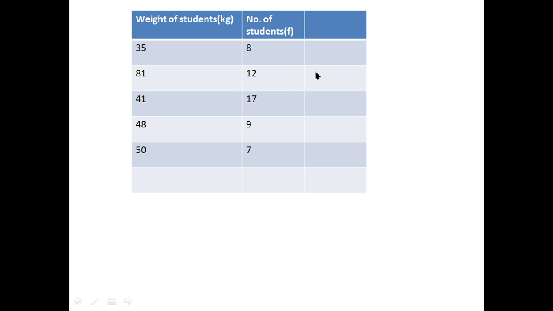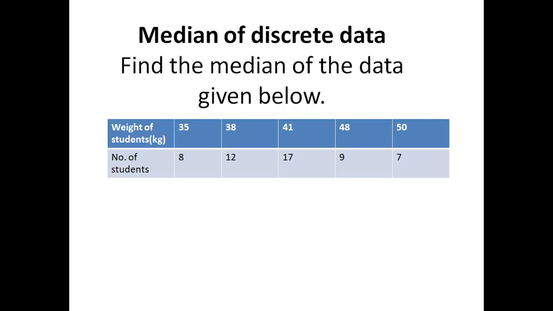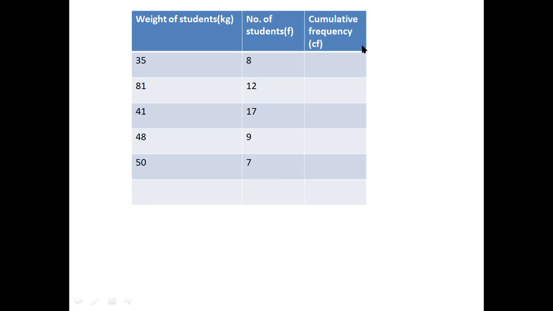And on those 20 strings, when 41 kg strings were added for 17 strings, 20 plus 17 will be 37 strings. So this kind of addition takes place, and this is called cumulative frequency. So first we have to prepare the cumulative frequency table.